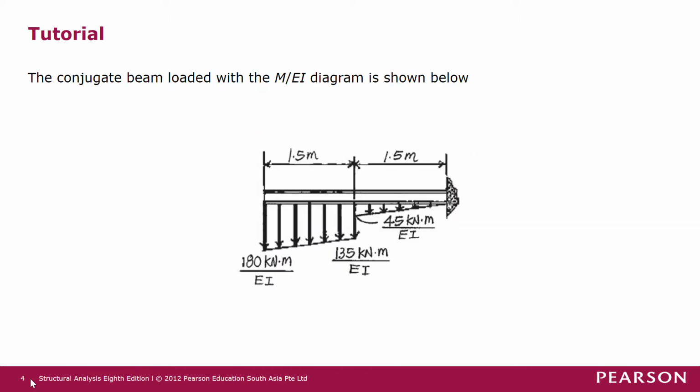Next, we draw the conjugate beam. The real beam has a fixed support here, so it becomes free in the conjugate beam, and the free end in the real beam becomes a fixed end in the conjugate beam, and then the loading is the M over EI diagram. All bending moment is negative, so the loading from M over EI is downward.